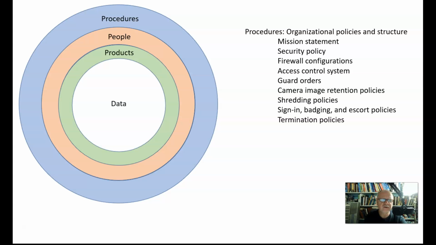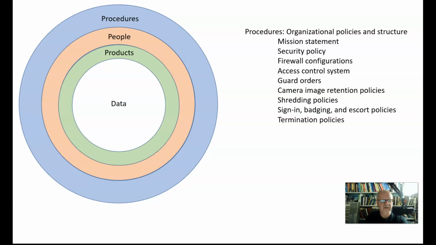So the first is procedures. Procedures have to do with the organizational policies and structure. That all begins with the company's mission statement, that one big statement that every company has that sets the tone for all of the rest of the policies of that company. So that mission statement then trickles down to the security policy, and then that in turn trickles down to the firewall configurations, access control systems, and we haven't talked about what that means yet.